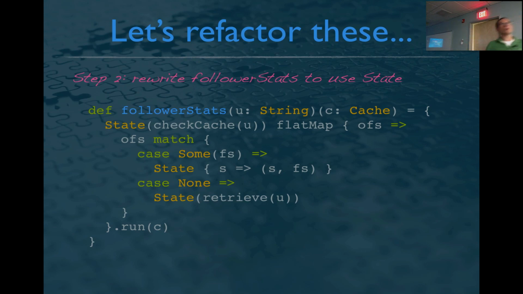So what I did here is I wrapped check cache and I wrapped retrieve. I lifted those functions by partially applying them. I lifted those functions into the state data type. I flat mapped them together, effectively, with some details about that sum and none.